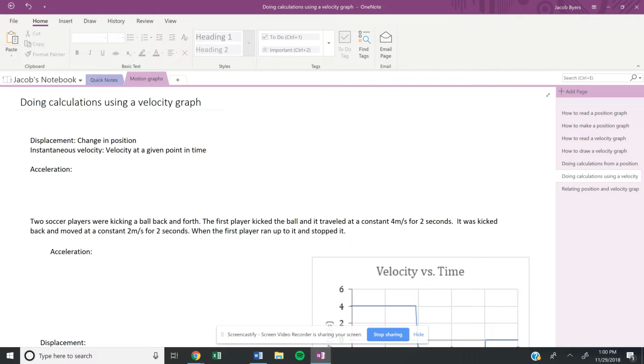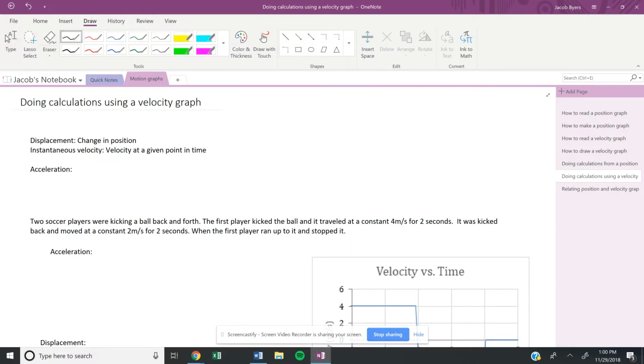Now, from the last video, we know that displacement is our change in position, your final position minus your initial position, and your instantaneous velocity is just your velocity at a given point. So your velocity at a given point in time on a velocity graph is just the value at that time. Wherever that line is, at that time, that is the velocity.